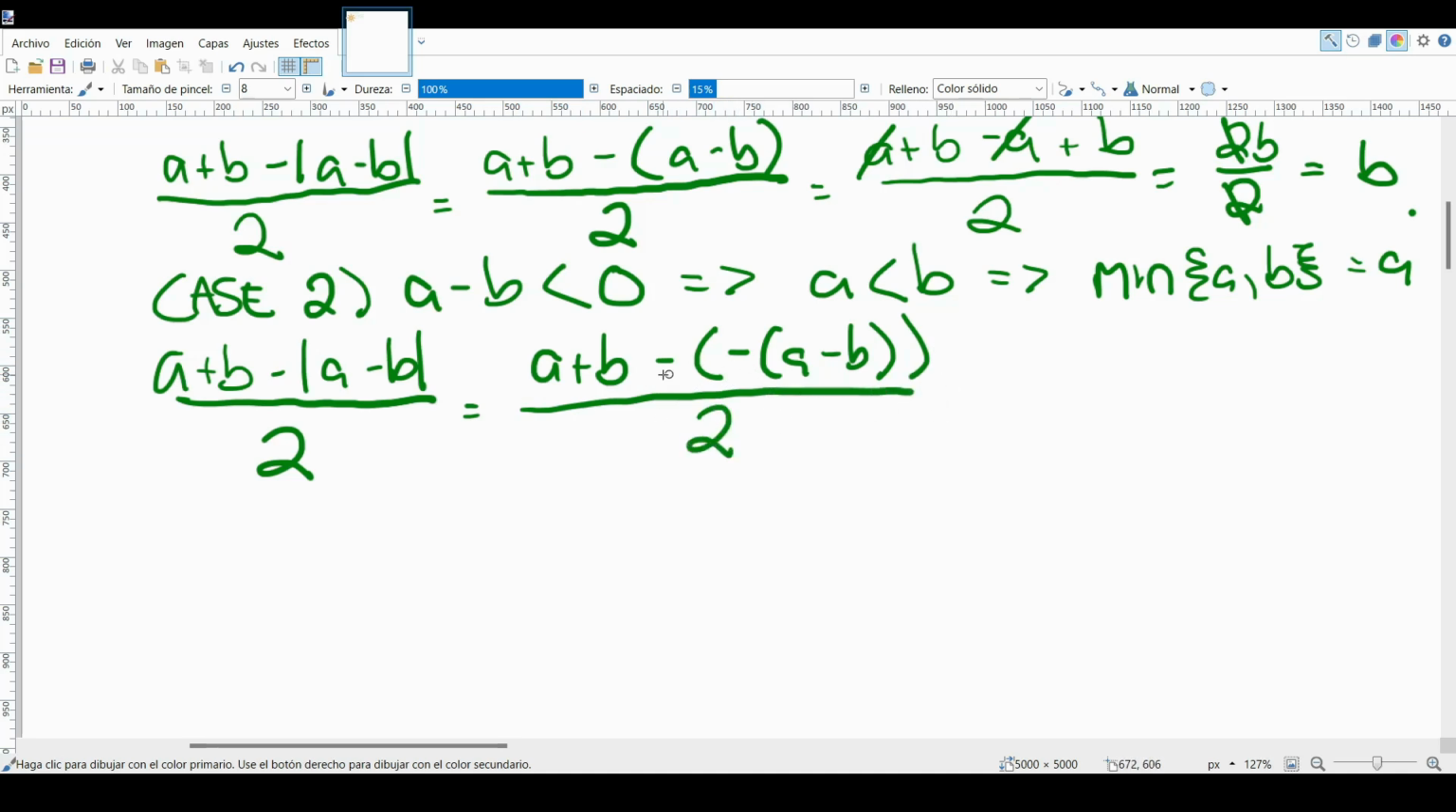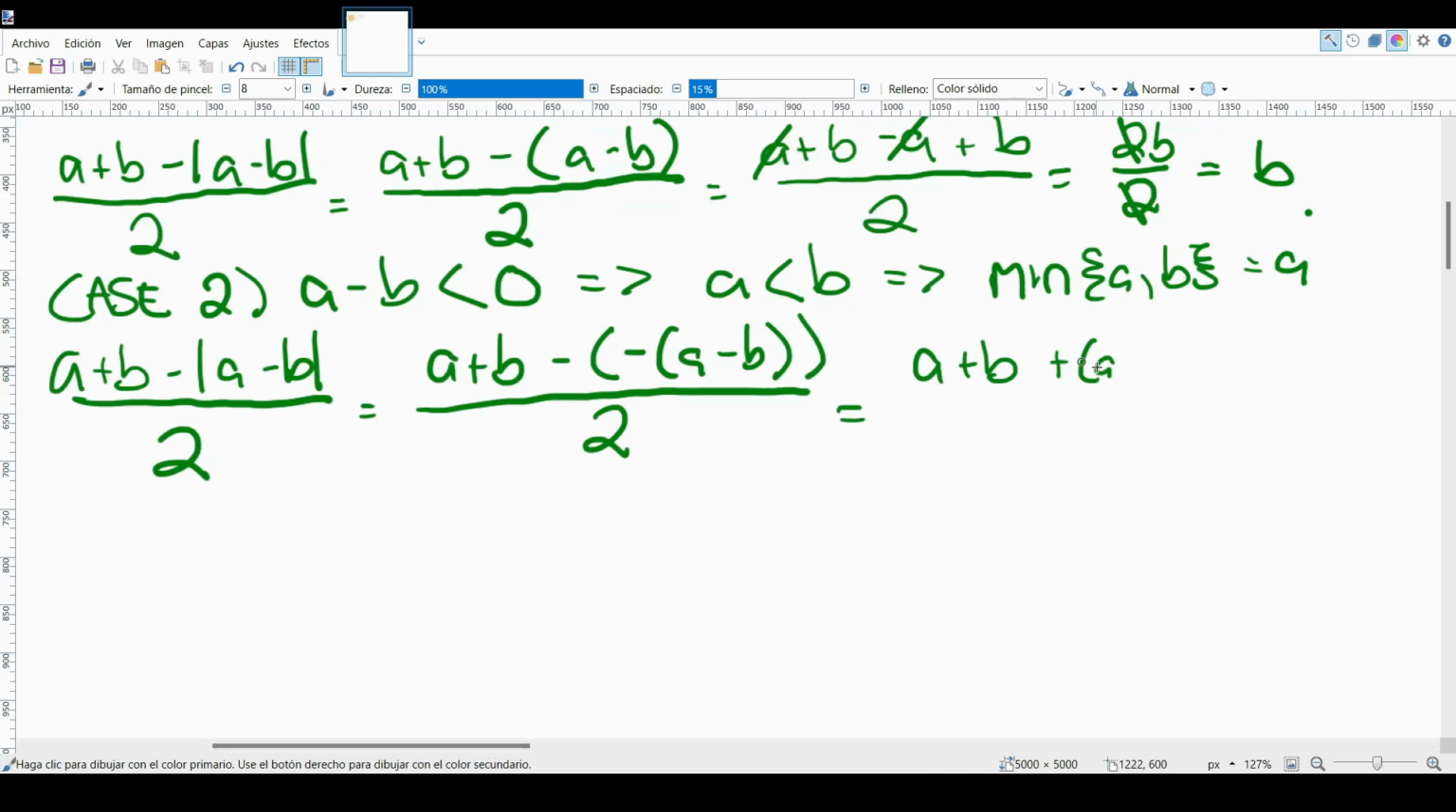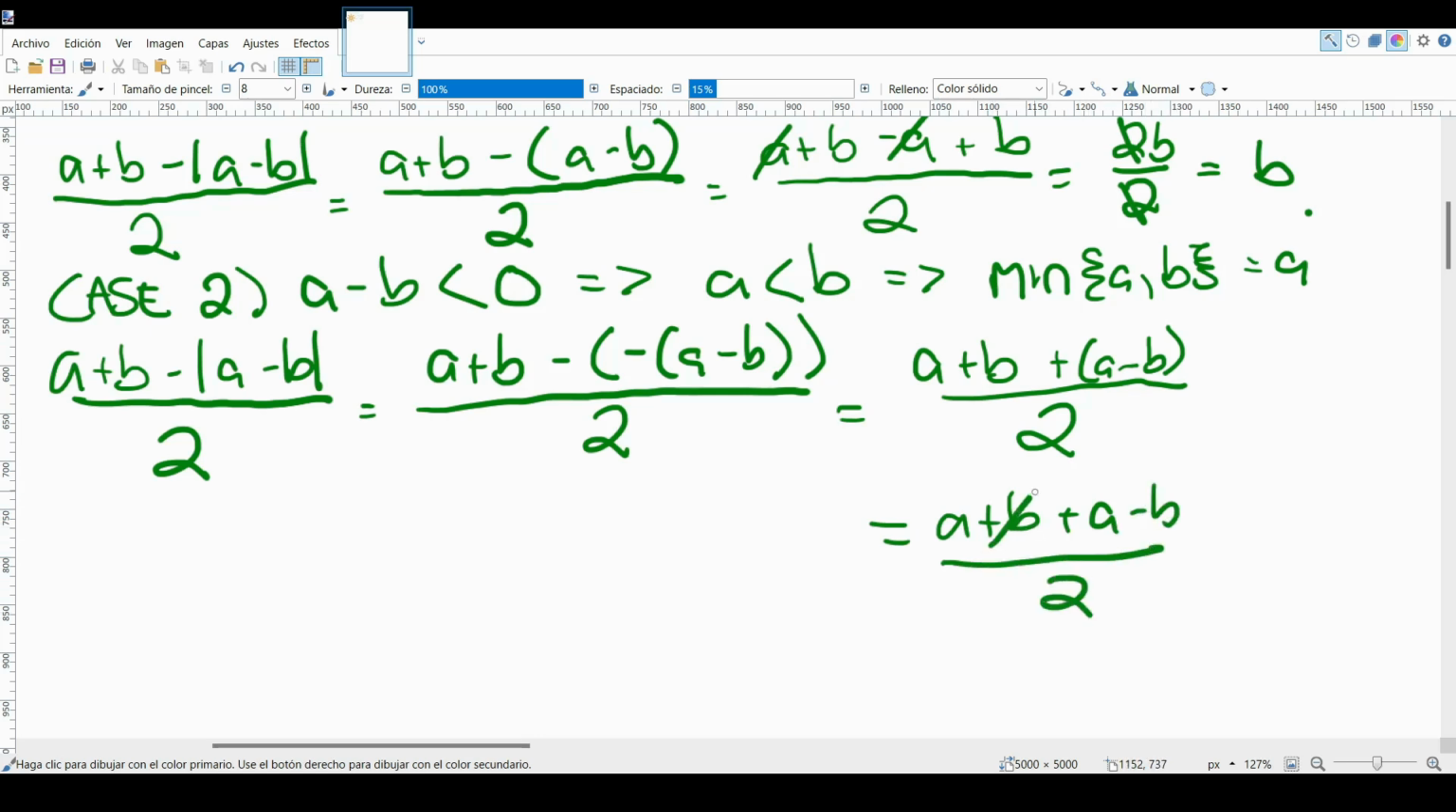And we're going to distribute this minus sign. So we're going to have a plus b, and then this is just going to become plus (a minus b), over 2. And then here, we can just remove the bracket, and we have (a plus b plus a minus b) over 2. Now here, we have b minus b. So that's going to cancel out, and we're left with 2a over 2. We can just divide that, and we're left with a.